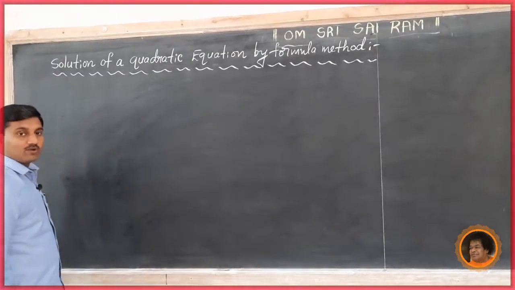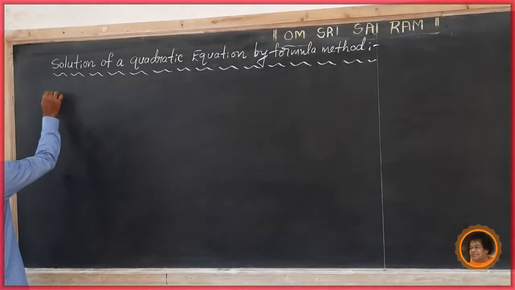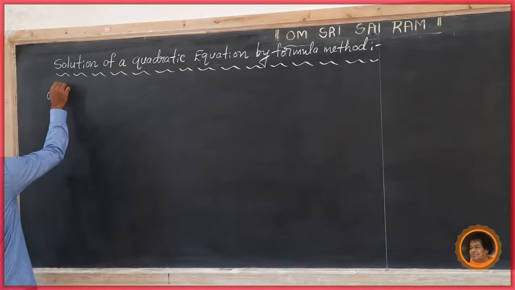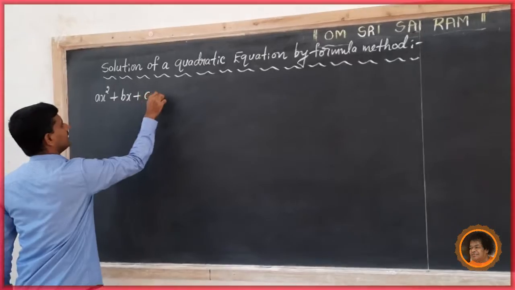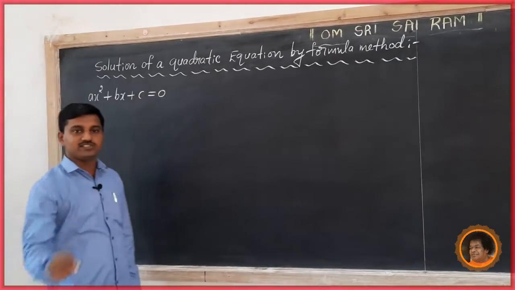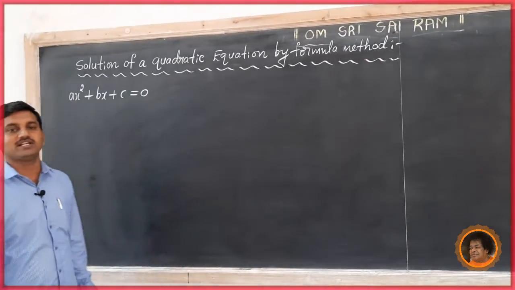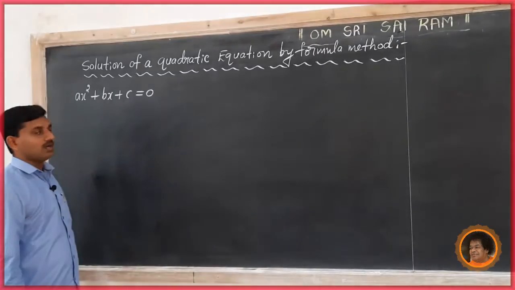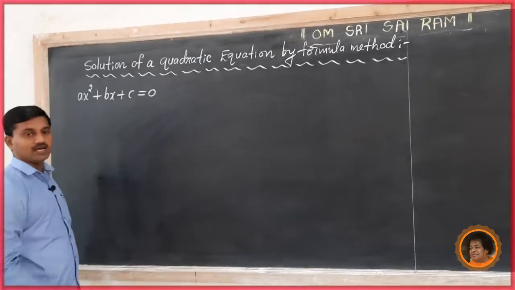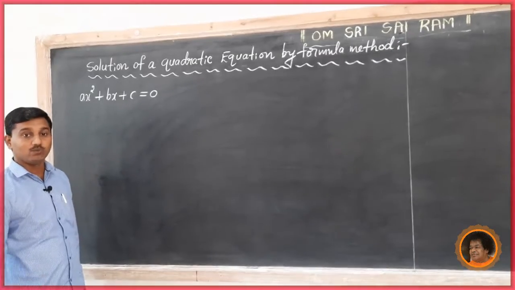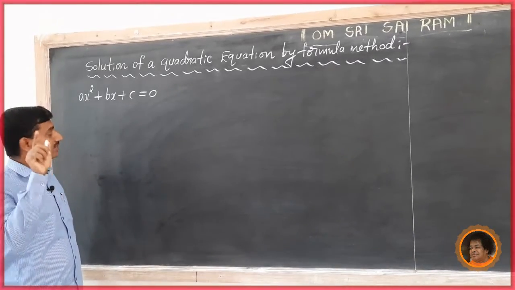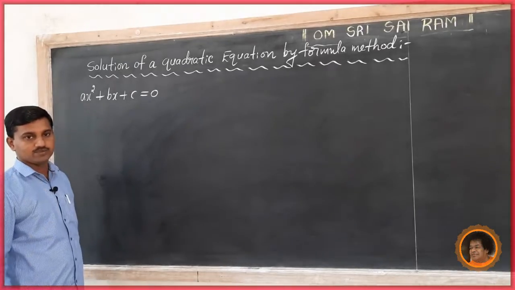What is the general form of the quadratic equation? General form of the quadratic equation: ax square plus bx plus c equal to 0. I will give the derivation of this formula, but for the examination point of view, derivation is not important, only the formula is important. So, you concentrate on the formula only.